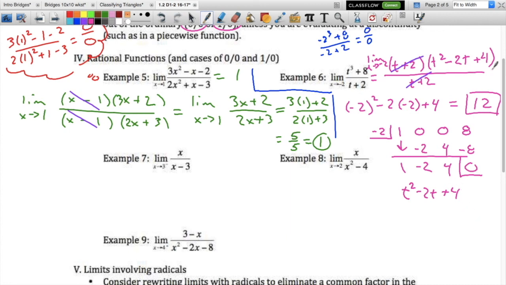Wait, so can you use synthetic division for both sum and difference of cubes? Yeah, absolutely. Question? Yeah, is this as x approaches negative 2 from both directions? Both. Okay. And would it be any different if it's approaching from one side? The one-sided limit would be the same.